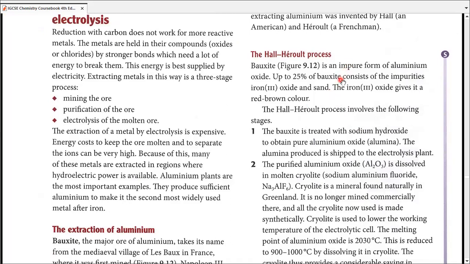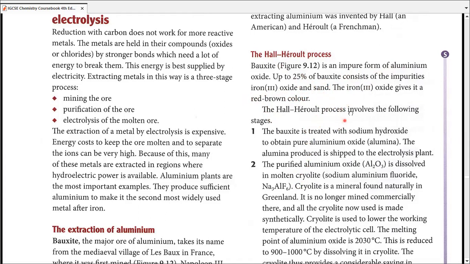So don't worry about that. Let's get started with the process. We are not interested in history. And as you know, IGCSE and O level never asked about the history or the scientist names. So let's not really get into that kind of detail. Okay, so bauxite is an impure form of aluminum oxide. Up to 25% of bauxite consists of impurities like iron 3 oxide and sand and other kind of stuff. So we need to first purify it a little bit. Iron 3 oxide is the one which gives it a red brown color, which I just showed you at the bottom of page 234.